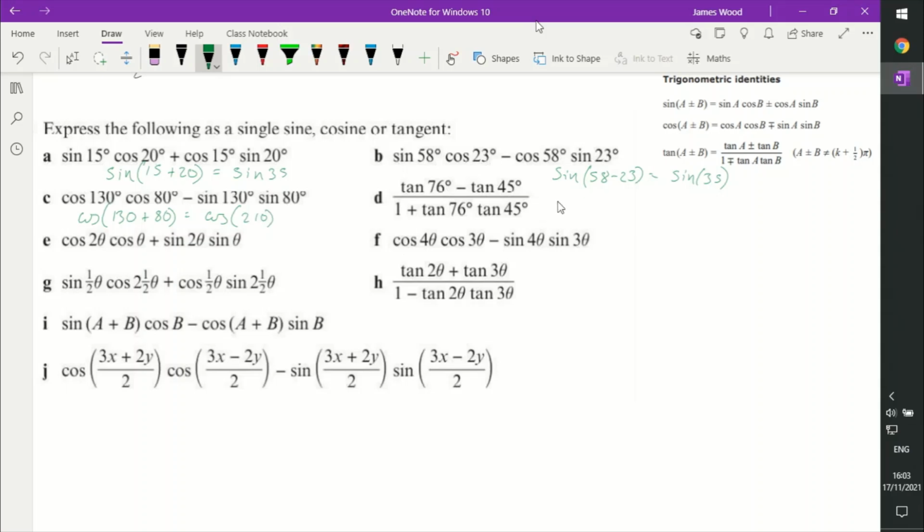This one here, this is obviously the tan formula. It's quite different to the other ones. So this is tan, with a negative on top, or a subtract sign. So that means that it's going to be A minus B. So that's 76 minus 45. So tan 31.